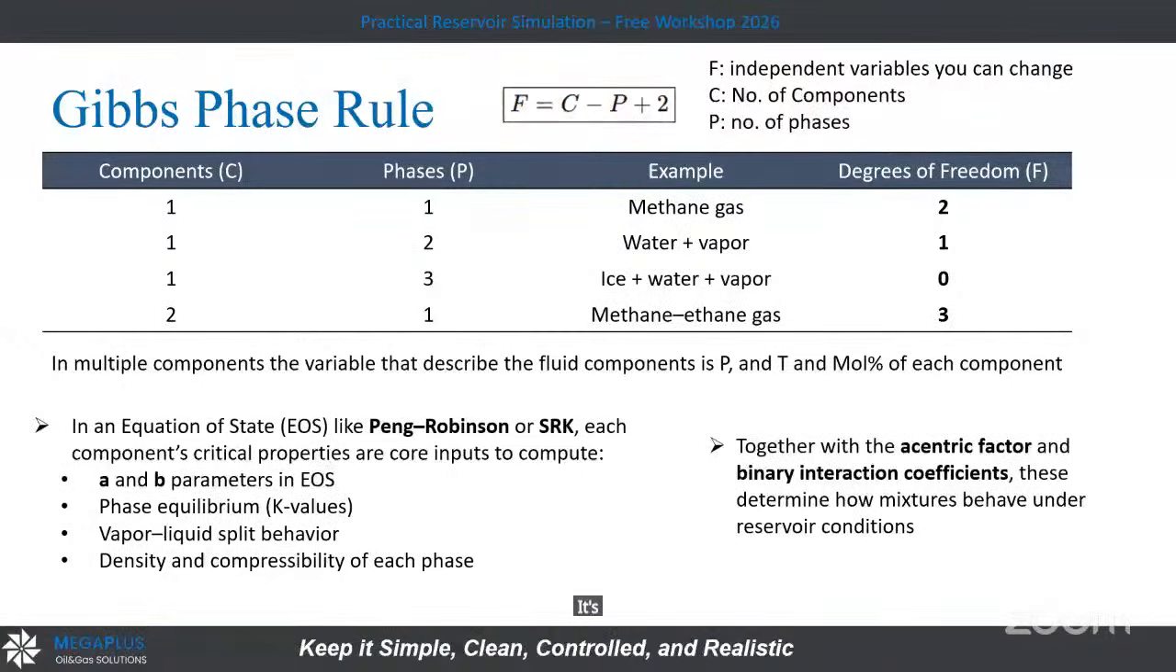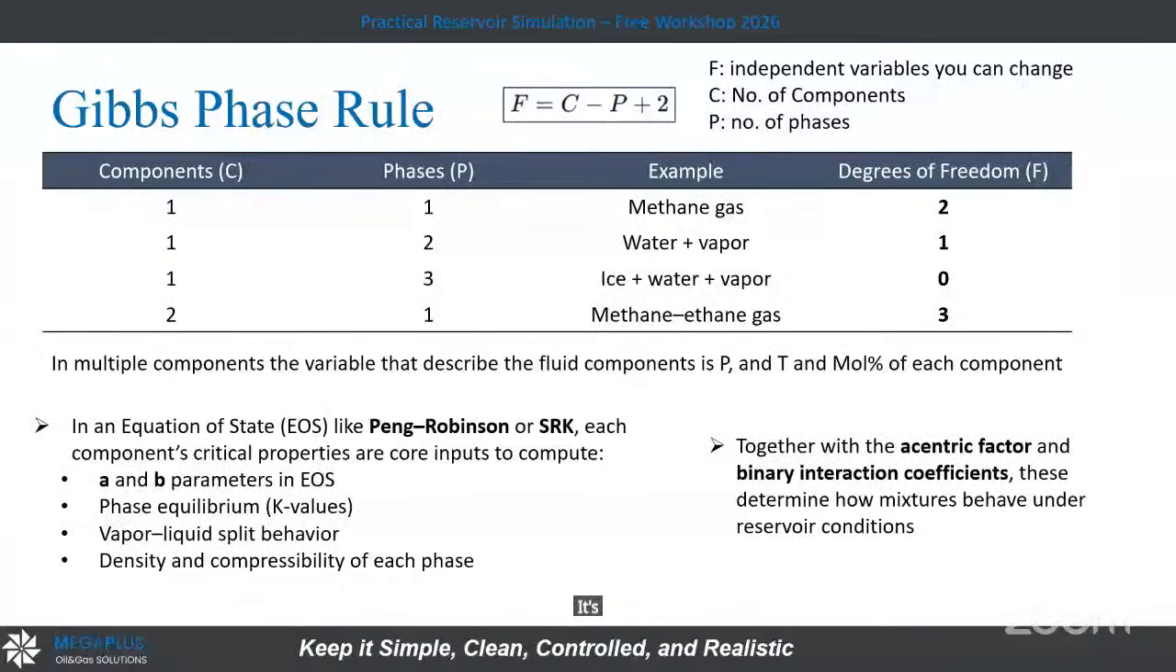This rule is, as you see, F equals C minus P plus 2, where F is the number called the degrees of freedom, but frankly speaking, I will tell you what F is. F is the number of parameters that can express the fluid. C is the number of components that we have in the fluid, and P is the number of phases. I know that you will not understand, so I have here a schedule that will simplify things for you.